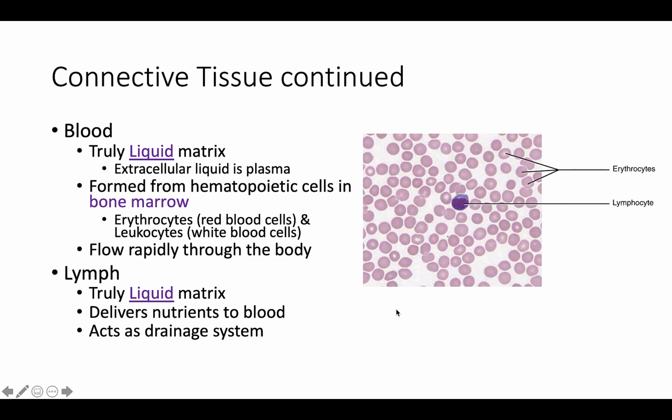So then we got lymph. It contains a liquid matrix and white blood cells, similar to blood. This liquid, however, delivers nutrients like fats digested in the intestine to the blood, and it acts as a drainage system to allow excess fluid from interstitial spaces to overflow into. Also, one thing I wanted to note here before we move on is that the extracellular liquid in blood is what we call plasma. But yes, blood and lymph are the only true liquid matrices of connective tissue.